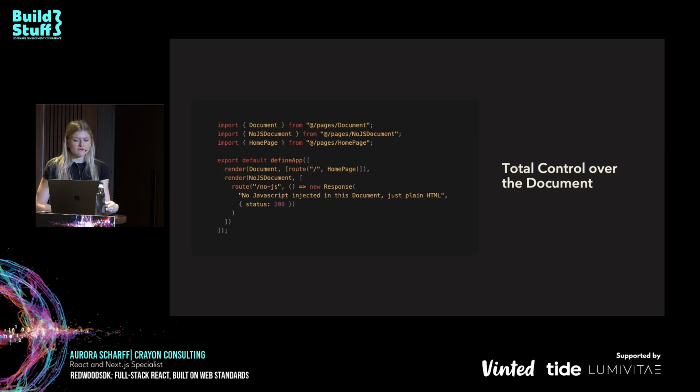Now, Redwood SDK gives you total control on the document, so there's no hidden magic. So, for example, you can choose exactly what goes over the wire, like doing a Node.js document, where clearly there is no JavaScript attached, no client-side hydration, and then you can export separate documents for different routes in your app.